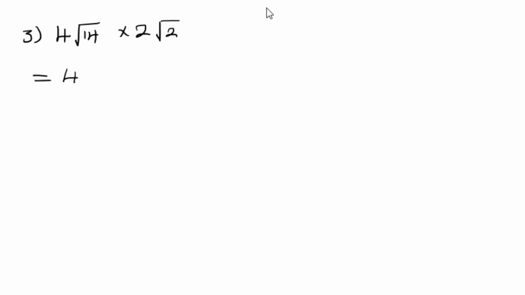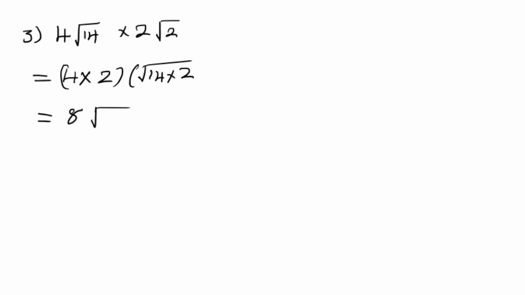Okay, so this remains times 2, and we have here the square root of 14 times this, times 2. Okay, so this should be times 2. So 4 times 2 is 8, and here will be the square root of 28. Okay, see, 28 can be expressed in its simplest form.